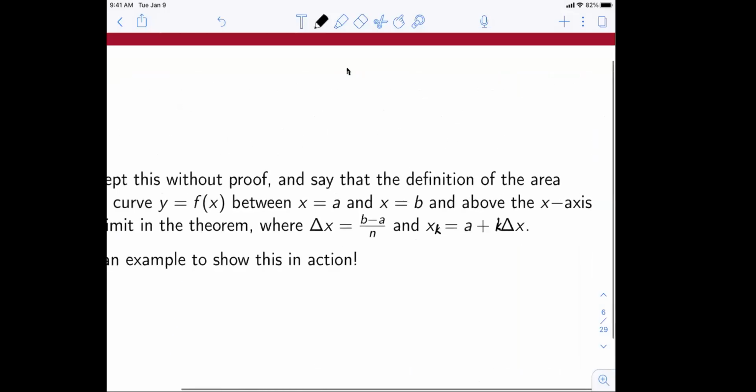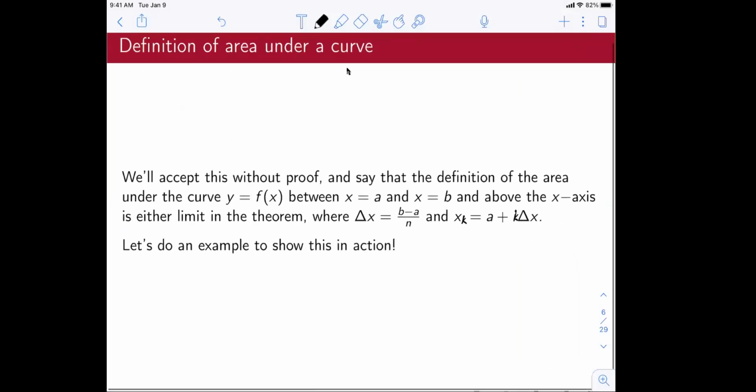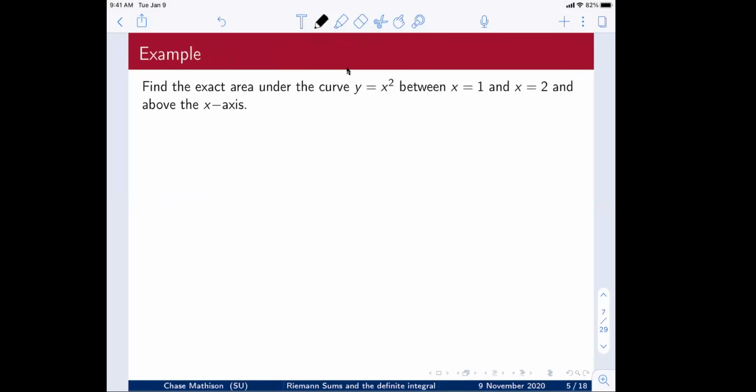Not that it really matters, but for consistency. All right, so we're going to find the exact area under the curve y equals x squared between x equals 1 and x equals 2 and above the x-axis.